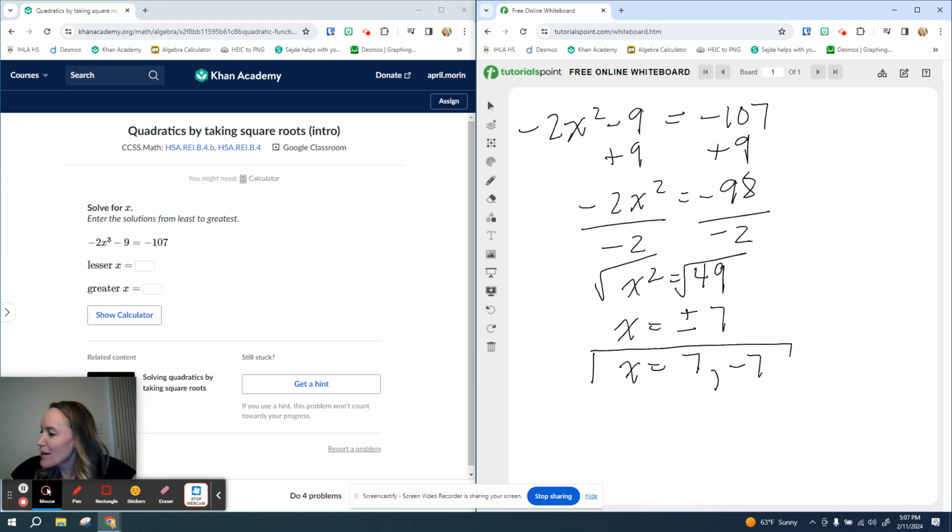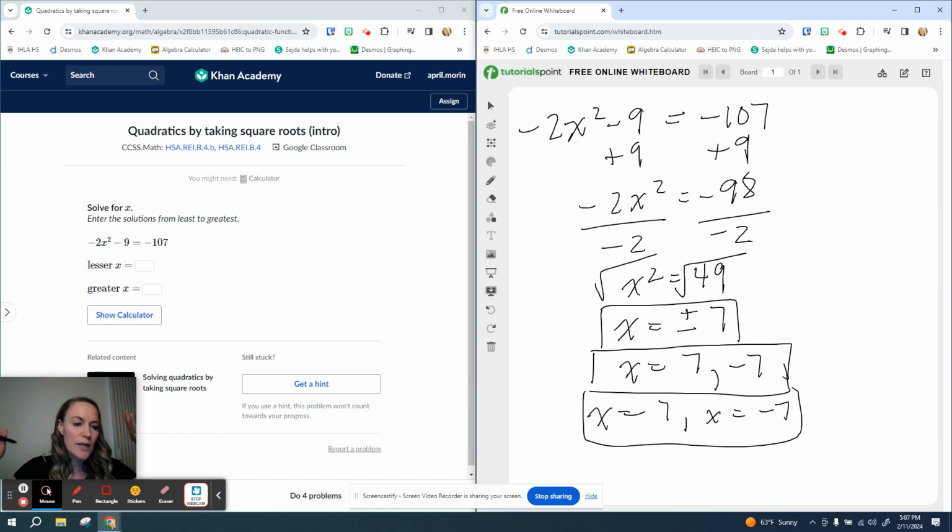Okay. So you can write it like this to show that there are 2 solutions, or you can write it like this to show there's 2 solutions, positive 7 and negative 7. 2 ways of doing it. Also, x equals positive 7, x equals negative 7. This one works as well. So there's 3 ways to show mathematically there are 2 solutions for x for this example. All right, the lesser x is negative 7. The greater x is positive 7. And let's see if we are right.